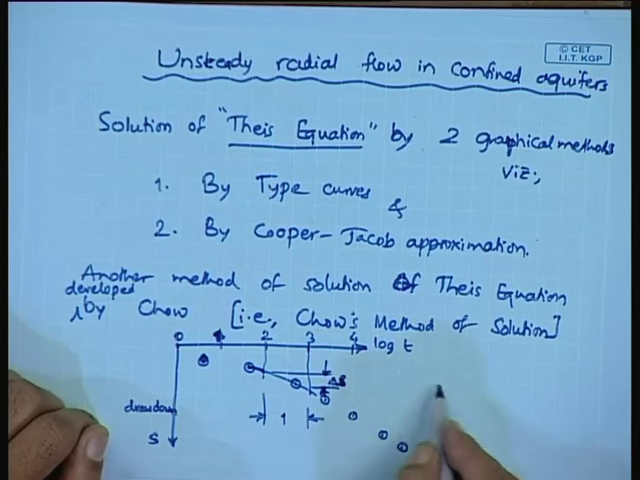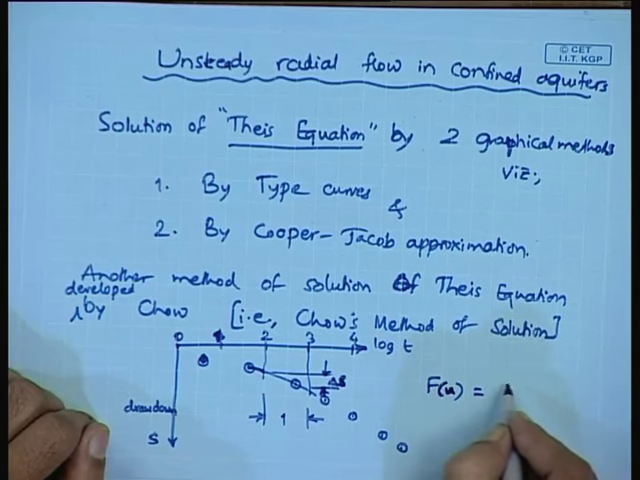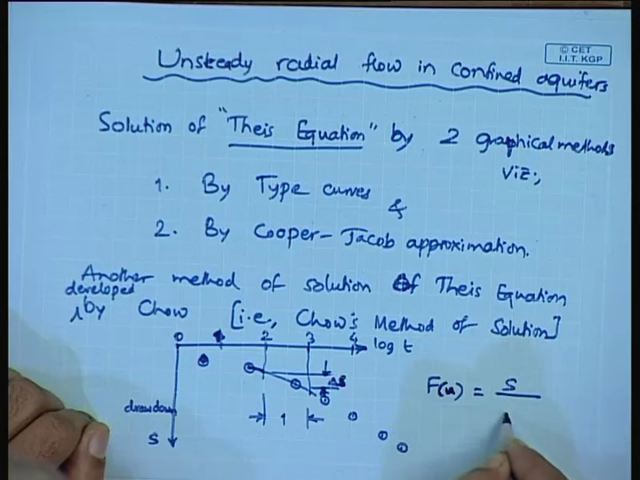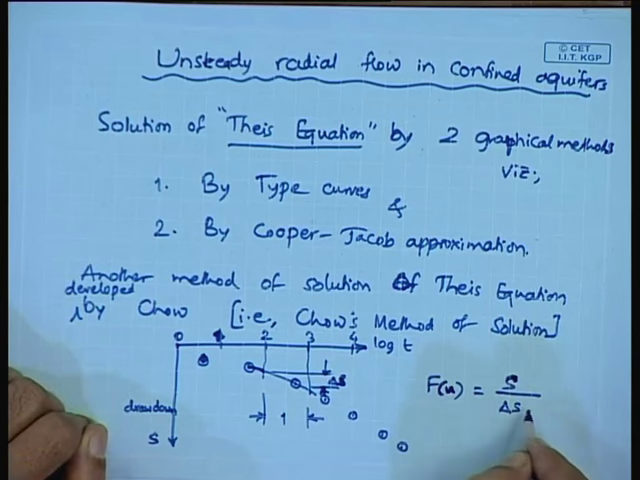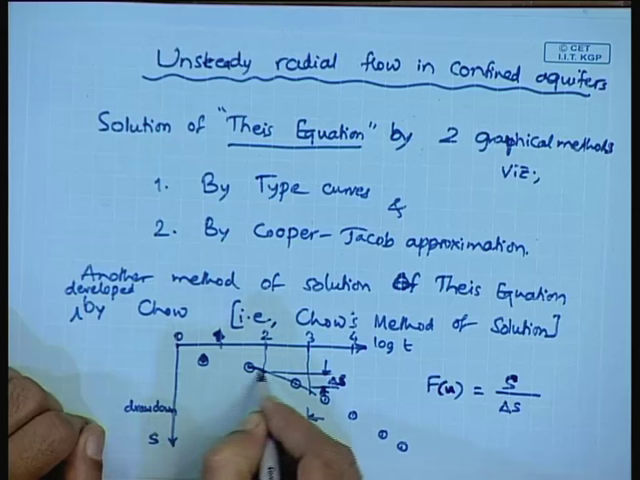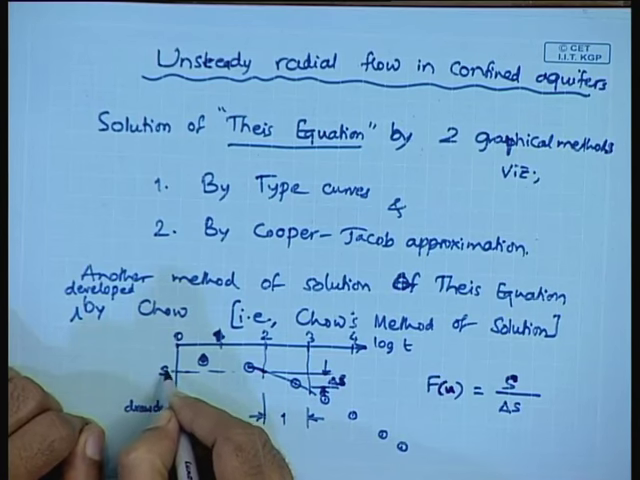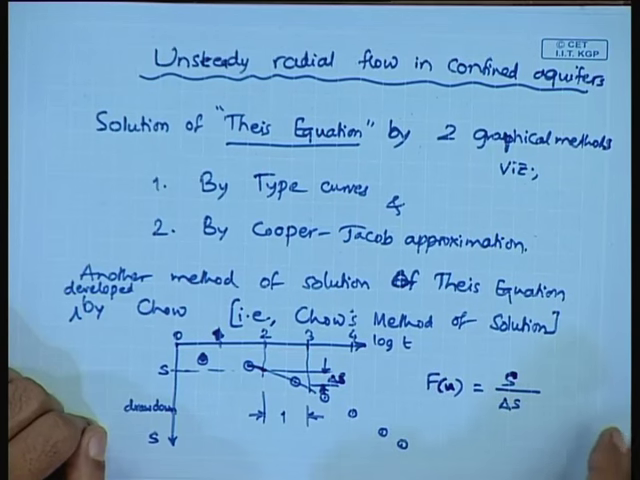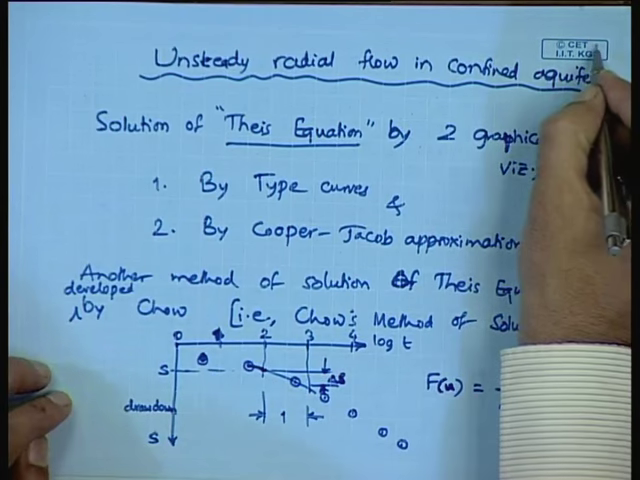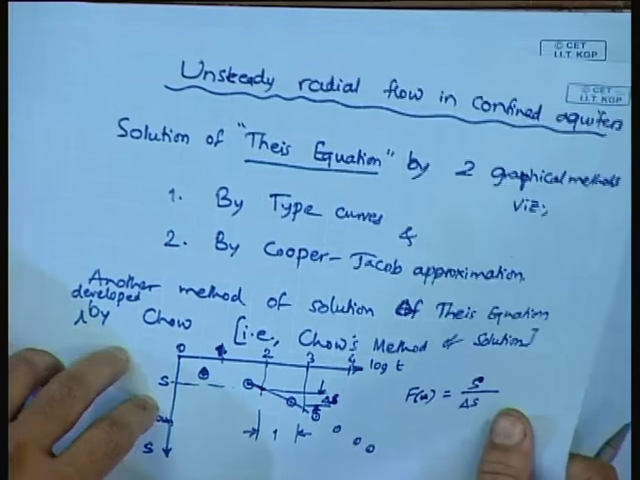Here, F(u) is a parameter which is a function of the well function parameter u. It is equal to s, the drawdown, divided by delta s. The typical value of s is here, and this is delta s. So s by delta s is denoted as F(u).